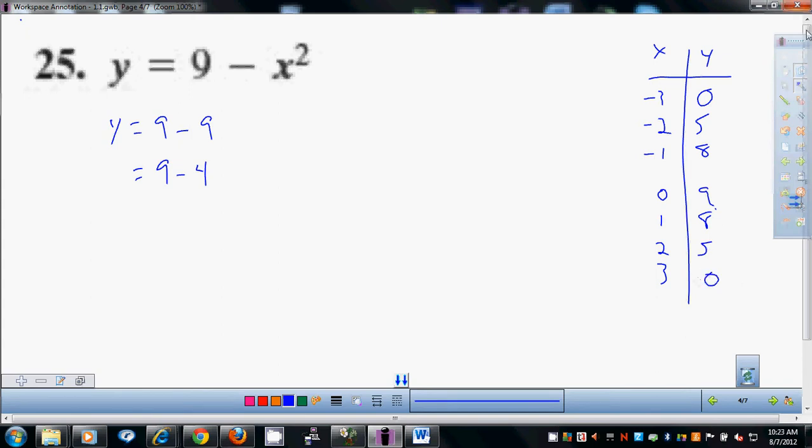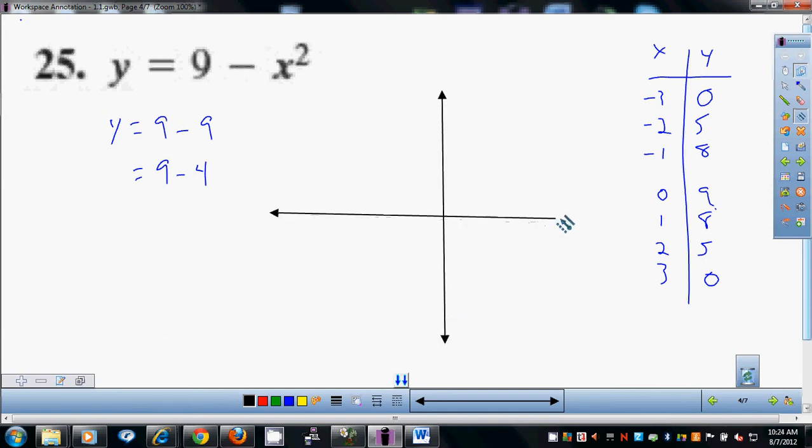Once you've got your points, just graph it. Now, I'll warn you, I'm not an artist. I'm a sketcher. And all I ask is that you are sketchers too. I'm not going to get out a ruler and measure all these points. If they look somewhat close, I'm going to give you credit for them.